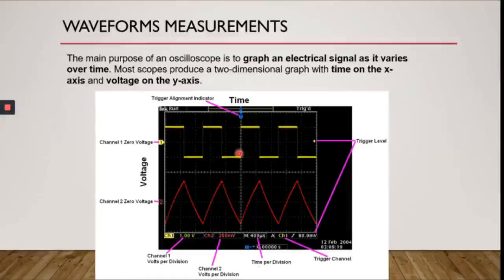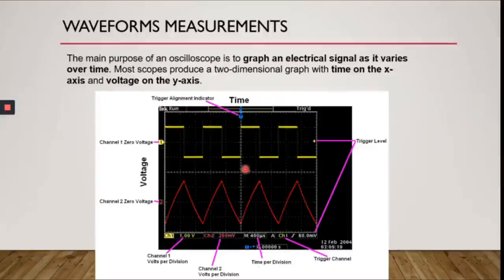So this one here, for channel 1, one complete division equals 1 volt. But for this part here, it's only 200 millivolt. So you need to differentiate between the two. But the time for both waveforms is the same. It's 400 microseconds. So the time per division refers to the horizontal axis or x-axis. That means if I take from here to here, it is equivalent to 400 microseconds.